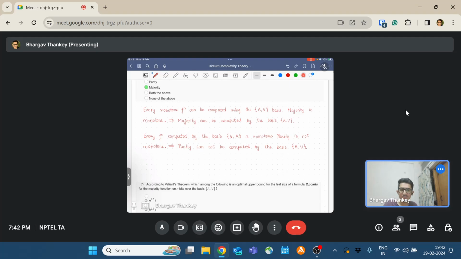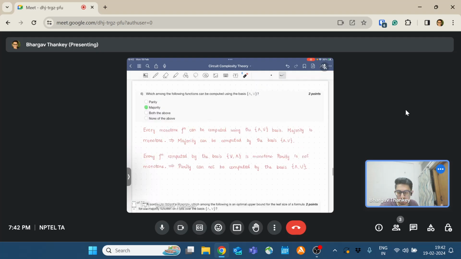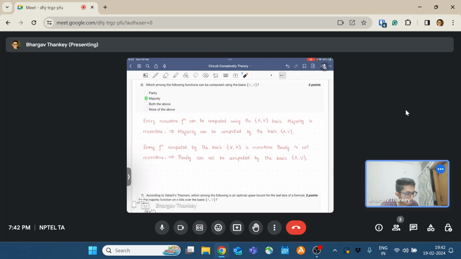So is this fine? Is it clear why parity is not monotone? Yes. From these two things that we saw in the last class, we can conclude that majority can be computed and parity cannot be computed. So the option is B. Is this fine?